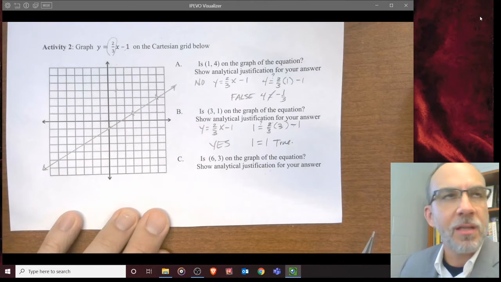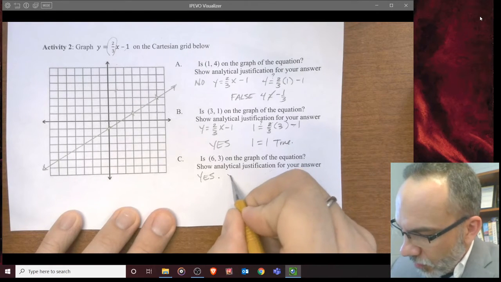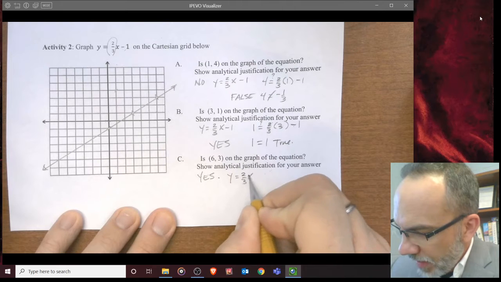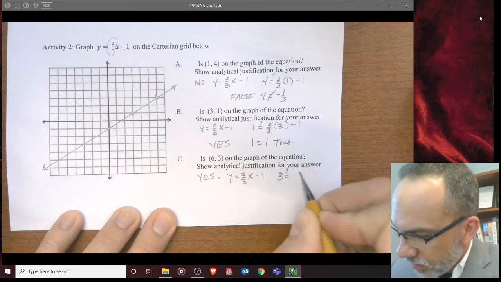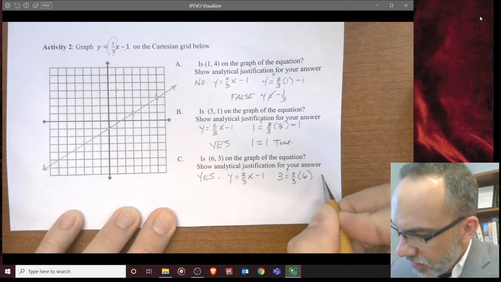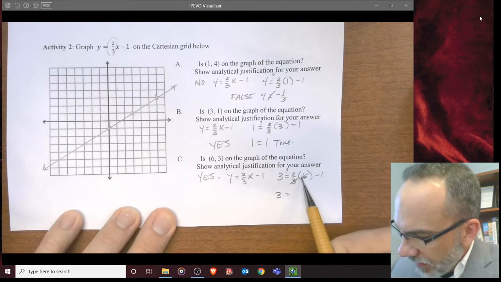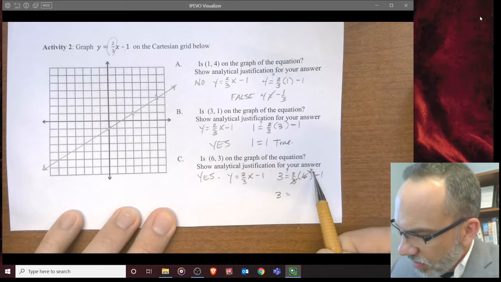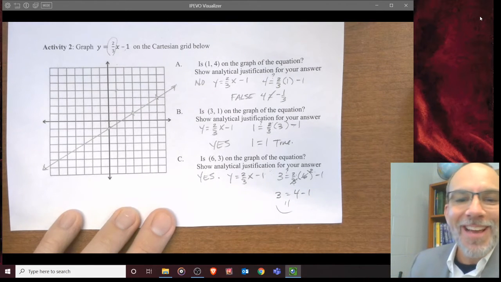Well, okay, it's a separate equation, right? So yes. Let's try it. y is equal to 2/3 x minus 1, and then we put in the y value. Is 3 equal to 2/3 times the x, which is 6, minus 1? 2/3 times 6: this 3 cancels completely and leaves me a 2 here. So 2 times 2 is 4, minus 1. Is 3 equal to 4 minus 1? Happy, happy, joy, joy. Yeah.